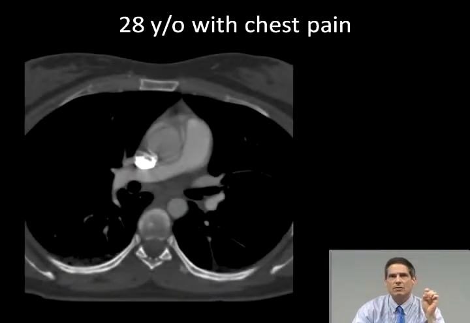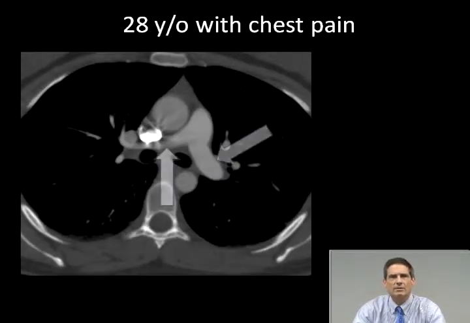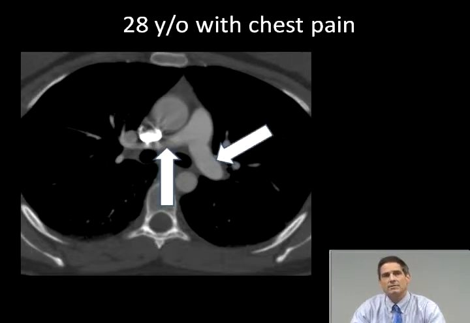Now this 28-year-old with chest pain I'm showing not because she has a pulmonary embolism, but because there's some pretty nice normal anatomy here. Here's the main pulmonary artery with the arrow. Here on image slide 116, the bifurcation on the left and right main pulmonary, the left and right pulmonary arteries.